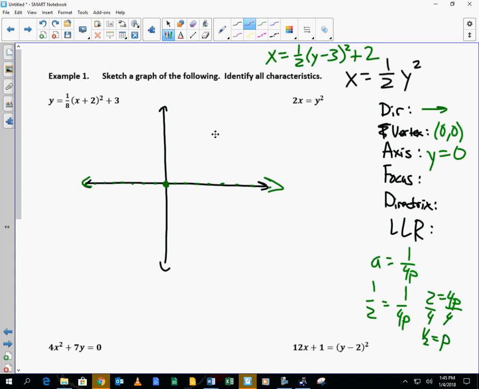A lot of people wonder, Mr. Gens, how do you know how big you should make your graph? I usually make my graph 4 times bigger than P. So if P was 1/2, then I need a 2 by 2, right? And really, 2 units from each part of the vertex. So if I go 1, 2, 2. I think that will be sufficient.